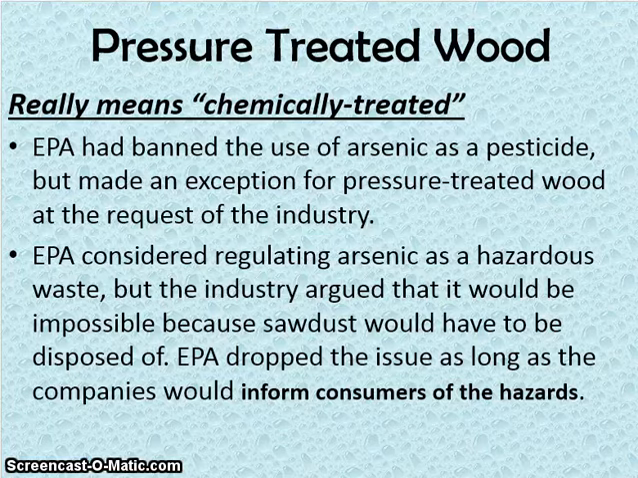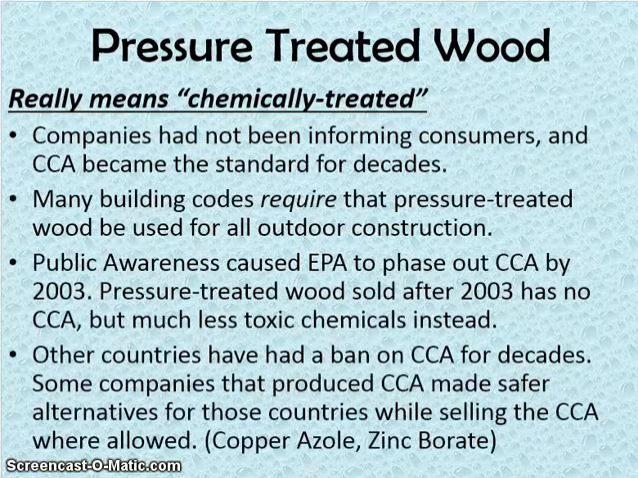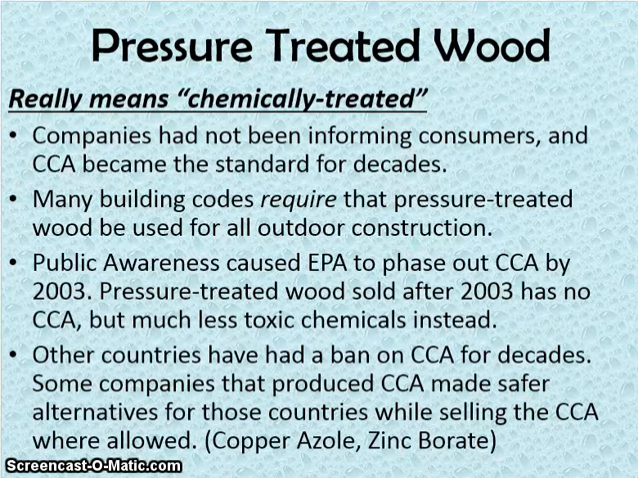The EPA then tried to regulate arsenic as a hazardous waste so that the companies would at least have to track, monitor, and dispose properly of the arsenic in the production process. But the industry claimed that it would be impossible to do that since sawdust is too difficult to contain. The EPA did not attempt further regulation, but did require that the companies inform consumers of the hazards that these wood products presented. The companies did not inform consumers, and CCA pressure-treated wood became widely used without most people being aware of the health risk it posed.